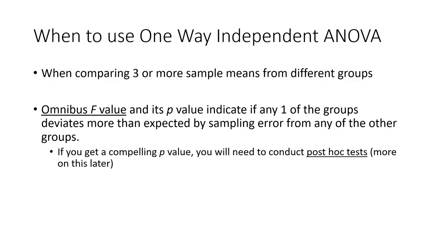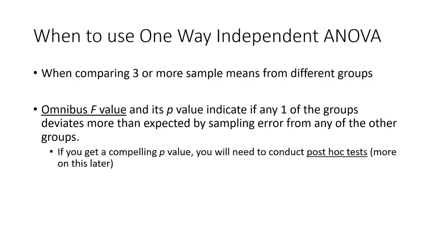The one-way ANOVA is going to give you something called an Omnibus F value, and you'll be able to find the Omnibus F value's p-value, and the two of those together will indicate if any one or more of the sample means deviates from any of the other sample means more than would be expected by sampling error. If you get a compelling p-value, then you're going to have to do a post hoc test to determine which sample means are different from each other.